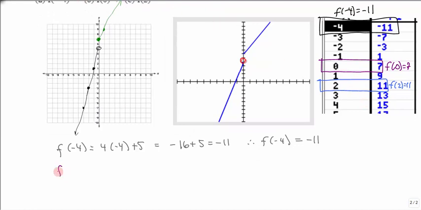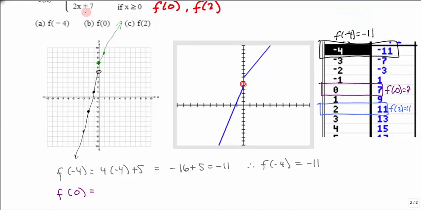Now, if I wanted to figure out what f of 0 was, I would take 0 and plug it into the second piece of my piecewise function, 2 times 0 plus 7. 2 times 0 is 0, 0 plus 7 is 7. Therefore, f of 0 equals 7.